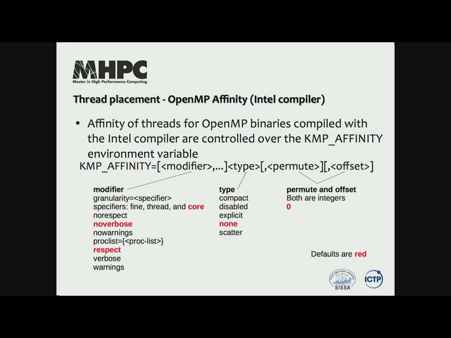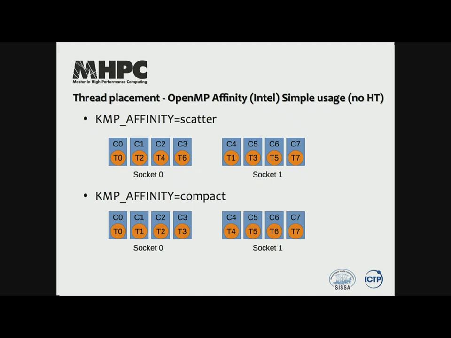Okay, and then there is the thread placement that is OpenMP affinity by means of the Intel compiler. You have this environment variable KMP_AFFINITY that is quite complicated because you have many different modifiers and many different types. The defaults are written here in red, so you can specify threads and core, noverbose, respect and so on. It's quite flexible, and of course, if it is flexible, it's also a little bit complicated to use the right way.